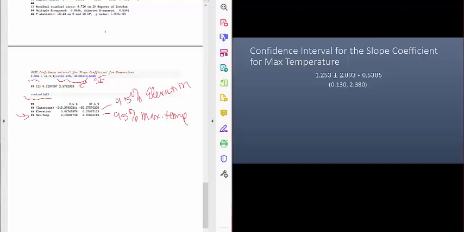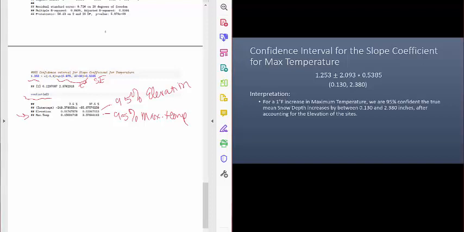To interpret the confidence interval, we'd say for a 1 degree increase in maximum temperature, we are 95% confident the true mean snow depth increases by between 0.130 and 2.380 inches after accounting for the elevation of the sites, because we do need to account for the other predictor being in the model.